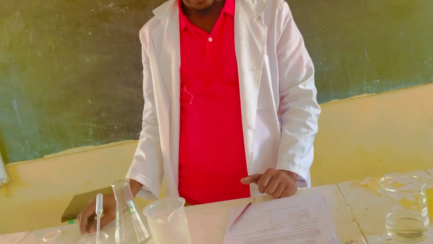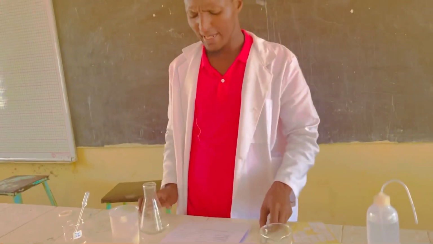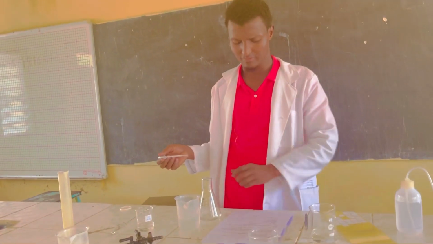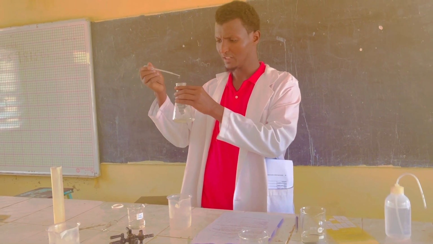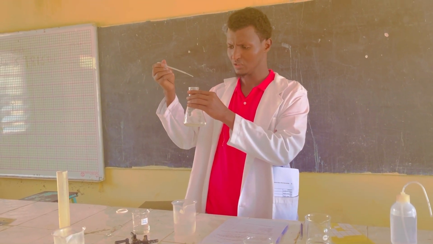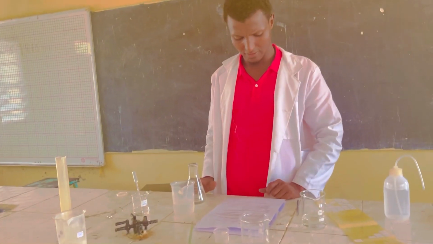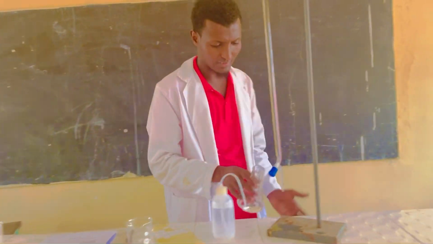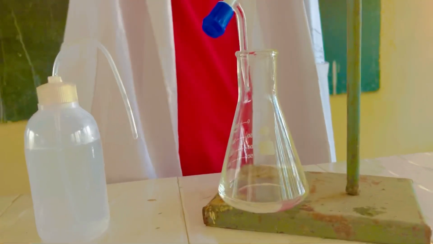I've done that. Now they say add 2 to 3 drops of phenolphthalein indicator. 1, 2, 3. So I've added the phenolphthalein indicator and titrate with solution S. Now I'm going to titrate with solution S in the burette.